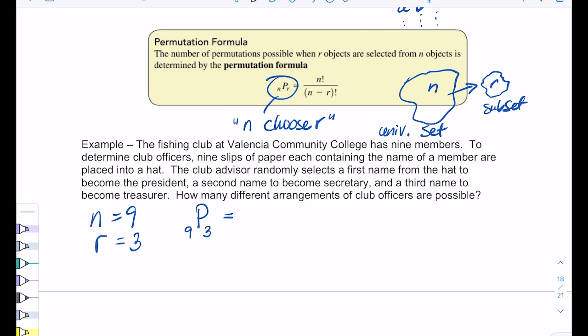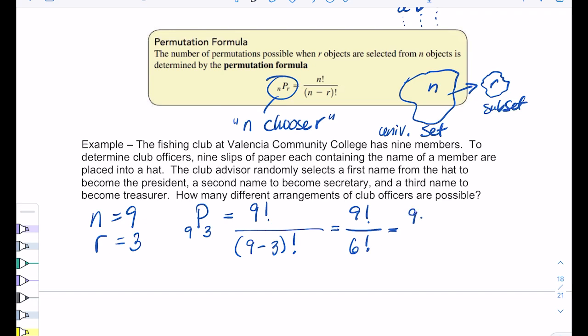On the top, my formula says take n factorial. N here is 9, so I'm going to do 9 factorial over n minus r factorial, so 9 minus 3 factorial. If I simplify, 9 minus 3 is 6. So I end up with 9 factorial over 6 factorial. Remember that 9 factorial just means 9 times 8 times 7 times 6 times 5 and so on.